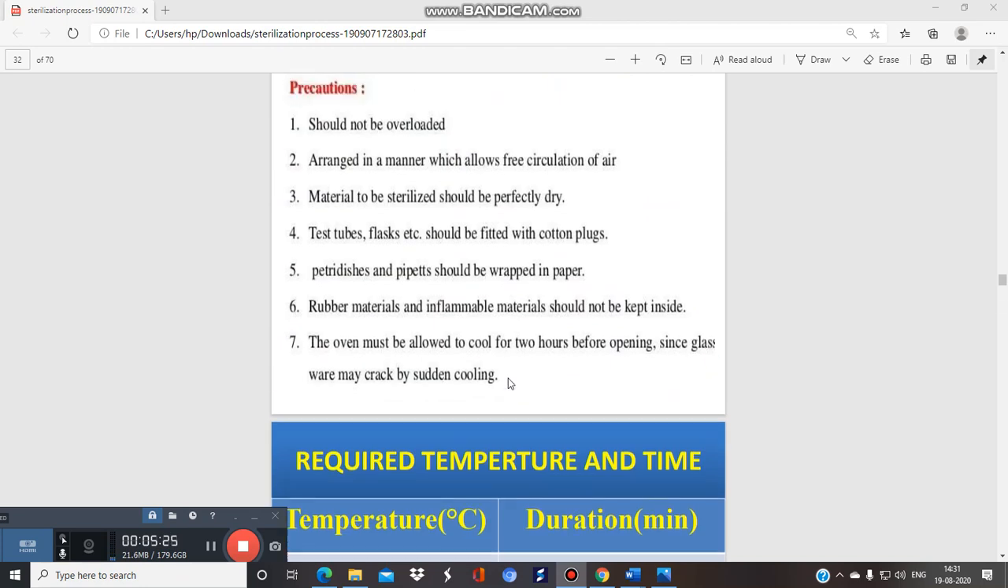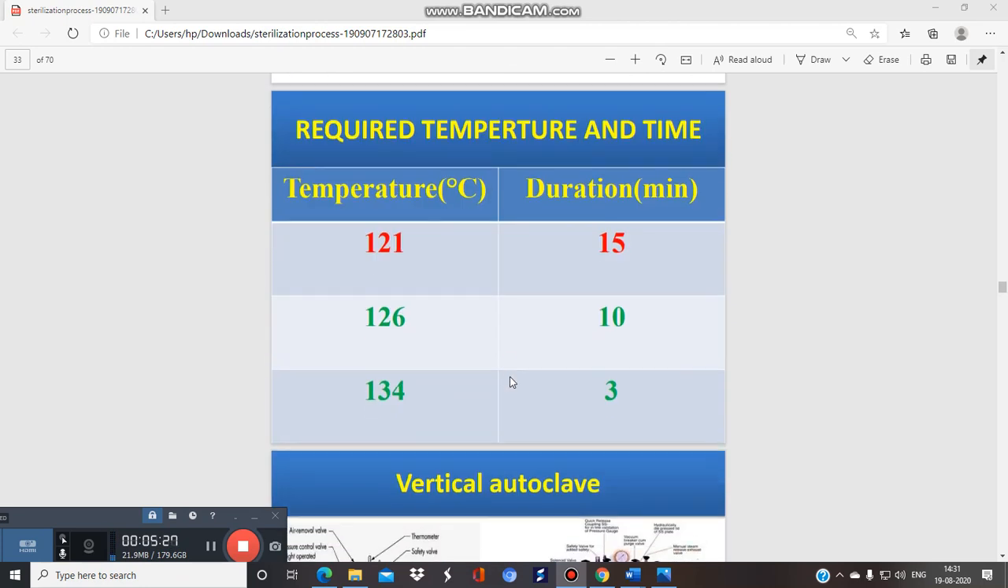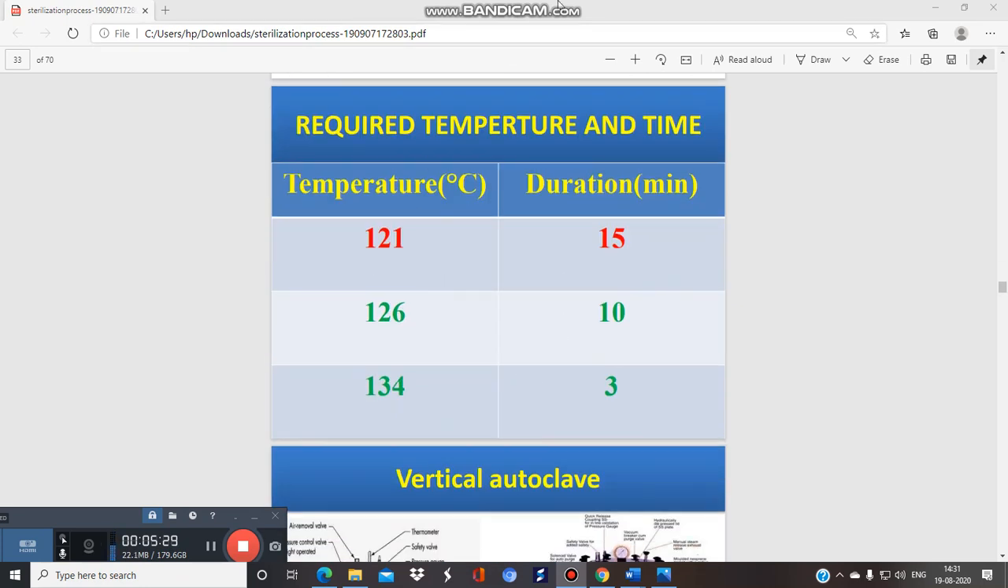Okay, let's see. So we are using autoclaves in this. So there are different temperature ranges with respect to time. If you want to heat at 121 degrees Celsius, then time should be 15 minutes. If the temperature increases, time decreases. If the temperature is 126, then time will be 10 minutes. And if the temperature is 134, then the time duration again decreases. It results in only 3 minutes.